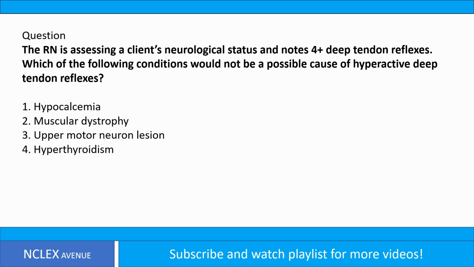Question. The RN is assessing a client's neurological status and notes 4+ deep tendon reflexes. Which of the following conditions would not be a possible cause of hyperactive deep tendon reflexes? 1. Hypocalcemia. 2. Muscular dystrophy. 3. Upper motor neuron lesion. 4. Hyperthyroidism. Answer. Option 2 is correct.